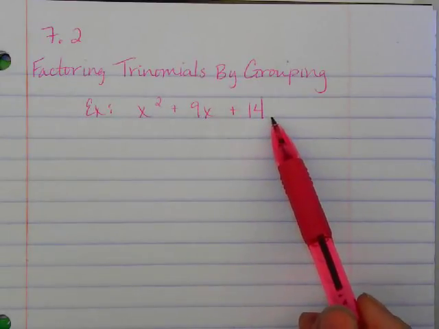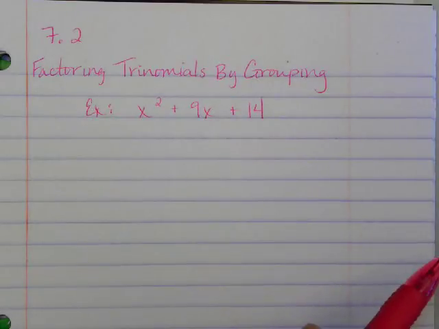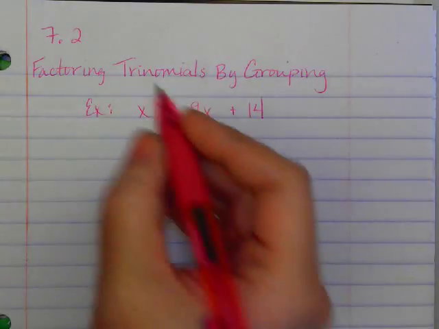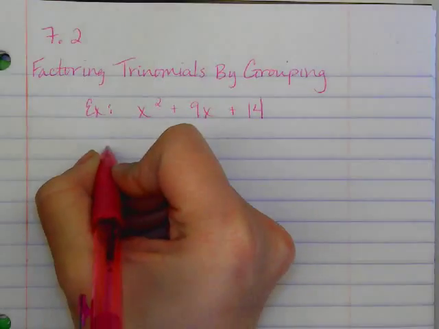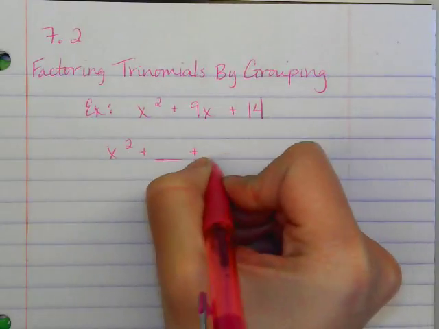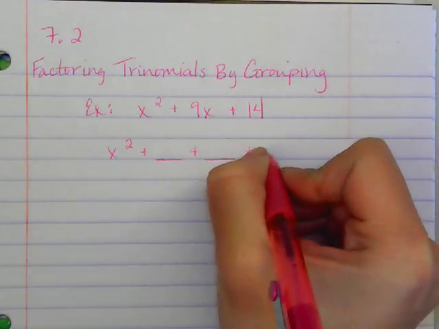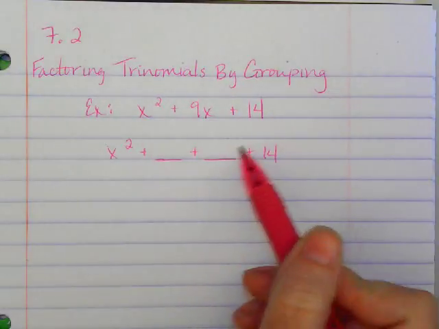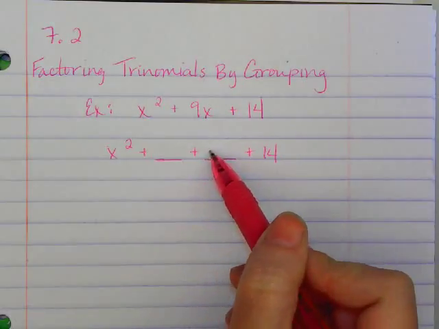But when I factored by grouping, I had x squared plus something plus 14. We were given these two values. So here's what we're looking for when we factor this way. We are looking for two numbers that add up to give us 9 and are going to multiply together to give us 14.